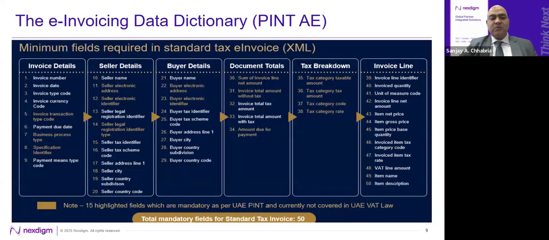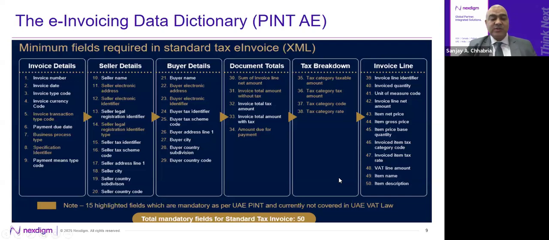So now the question will come in: what is the data that I would require? As per a standard tax e-invoice, the minimum fields that you need to have in your system are at least 50 of them here. Invoice details, seller details, buyer details, document details, tax breakdown, and invoice line items.